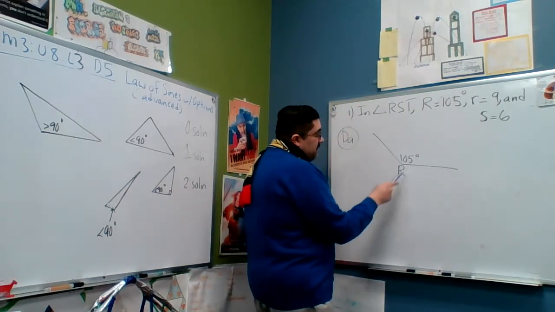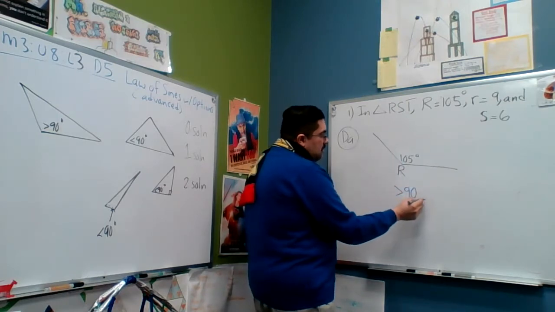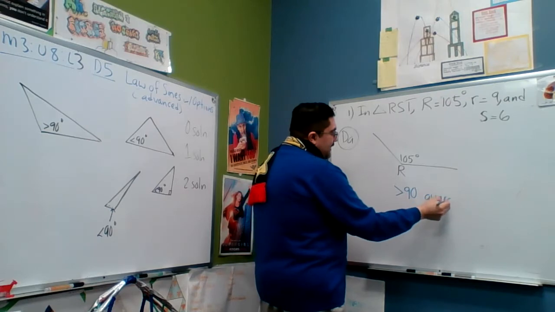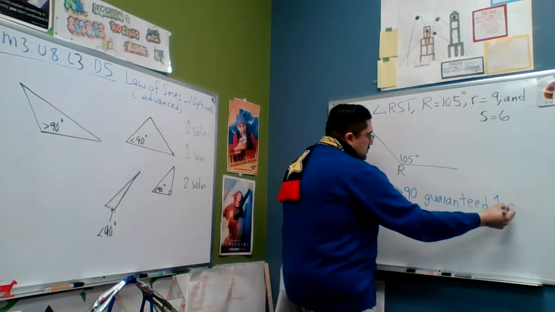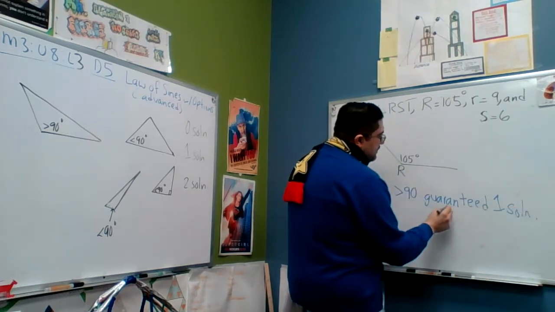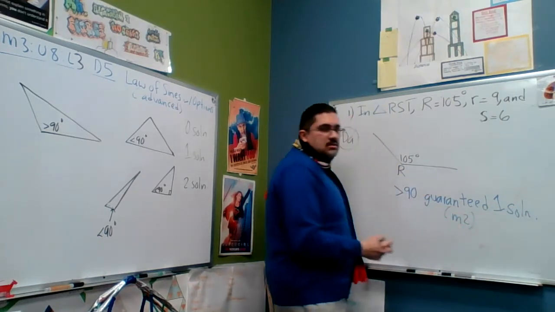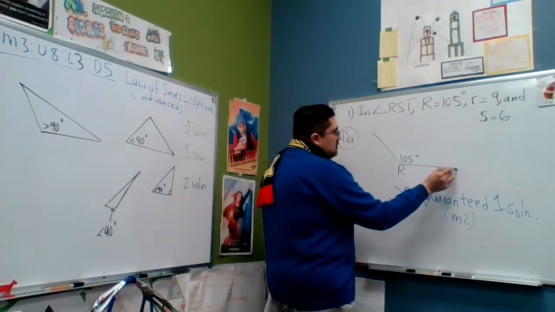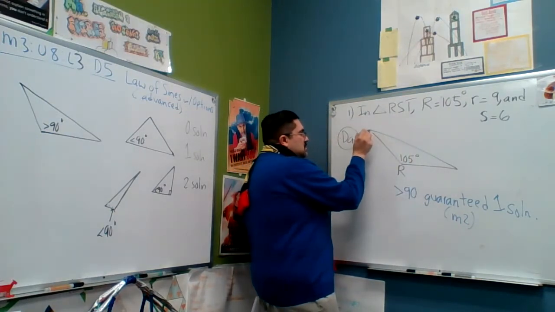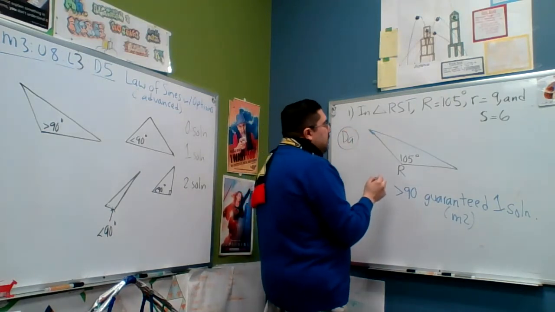If you have the case where the angle is greater than 90, you are guaranteed 1 answer. So we're guaranteed 1 solution, because this is the Math 2 thing. Only 1 solution. So we're going to set up our triangle. We know that it's just going to be regular. Just connect it. Okay, there we go, 105.